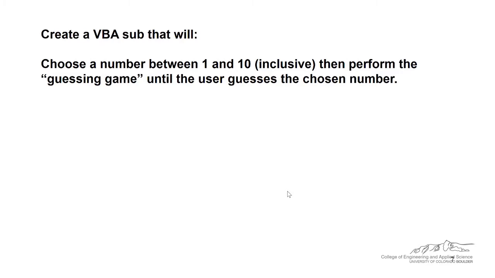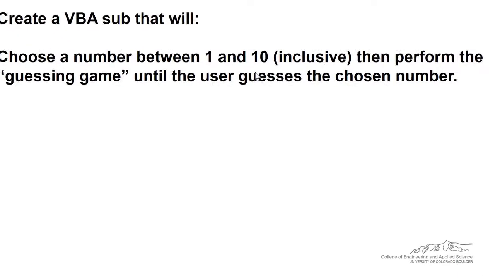Got a second example here on do loops in VBA. We want to create a VBA sub that will choose a number between 1 and 10. So it's going to do that for you. Then it's going to perform the guessing game. So it's going to ask you, guess a number, and it's going to do that until the user guesses the chosen number. Let's make a quick flowchart for this.